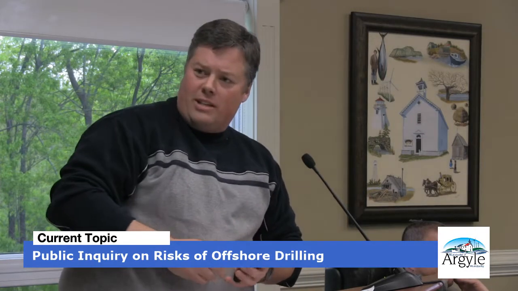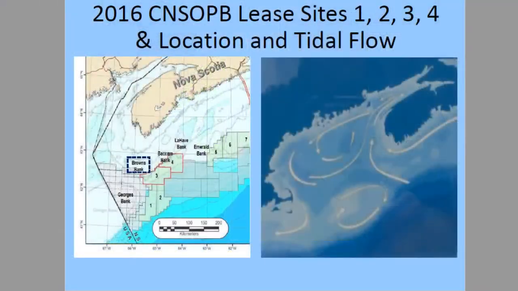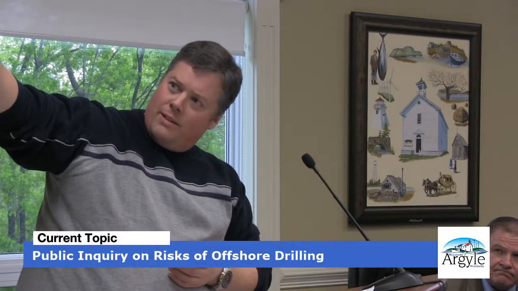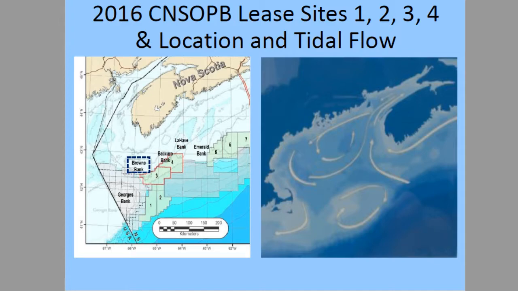So one of the lease sites that we talked about was here. Sites 3 and 4, this was up for bid process in 2015. So sites 3 and 4 are very contiguous to Brown's Bank, the edge of Georges Bank, Baccaro Bank, Lurcher Bank, and Emerald Bank, right in the middle of all of our big fishing banks. This picture over here shows tidal currents and tidal flow into and out of the Bay of Fundy. So what we're basically saying is, should there be an oil and gas disaster right here, that oil is going to be carried by the tides up into the Bay of Fundy, distributed around, and spit back out in the Gulf of Maine. And I think it would be extremely devastating.